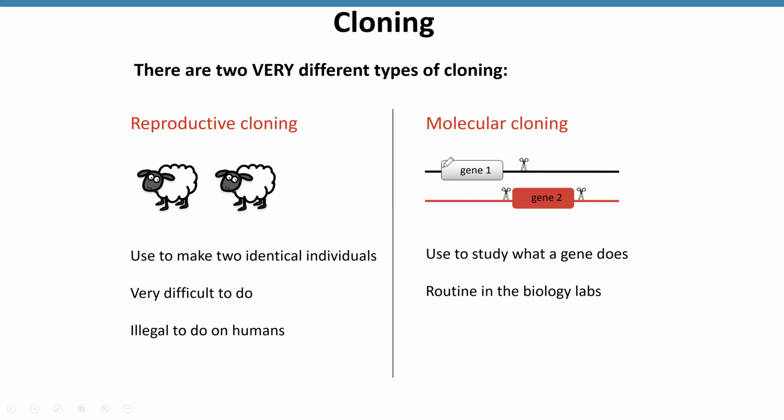Molecular cloning is when we make recombinant DNA. So we can take a gene from one individual, shown here in red, cut it out, and insert it into the DNA of another individual. So we form the recombinant DNA. And so that's molecular cloning.